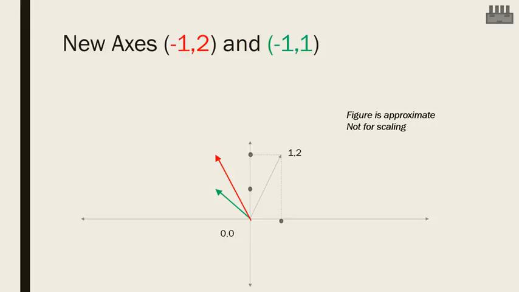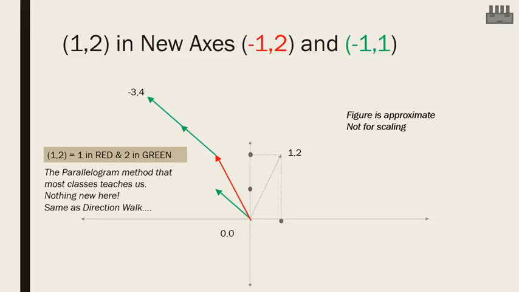Now let's see, if I'm just drawing two new axes, -1 comma 2 and -1 comma 1, can these two serve as axes instead of having two perpendicular lines? This is something that we want to investigate.